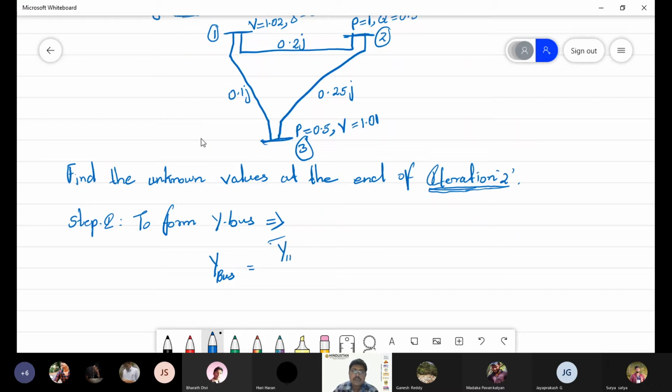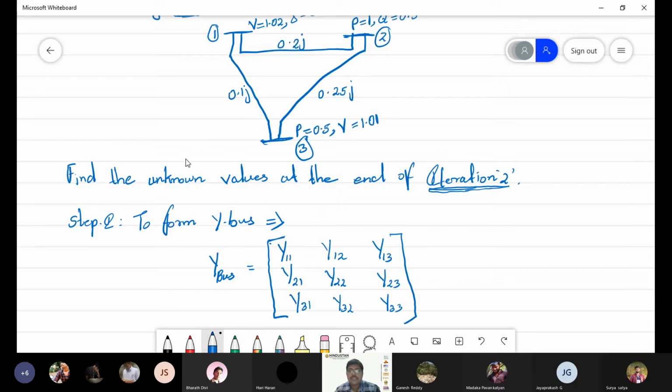So I am writing the Y bus, that is equal to Y11, Y12, Y13, Y21, Y22, Y23, then Y31, Y32, Y33. So we'll have the matrix like this, and you need to find the values one by one.